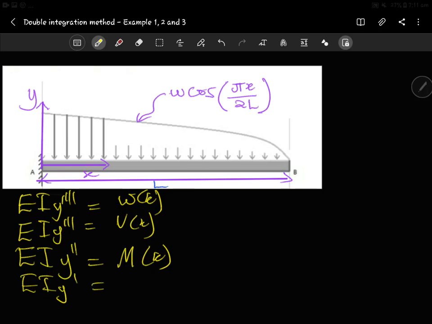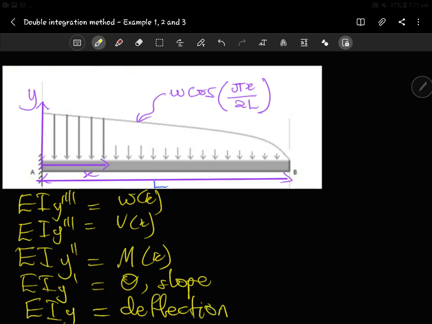first derivative. This is where we have the slope equation, which is theta, or we just say slope, right? And when we have just EI y, just y, that's where we have the deflection, right? These are some of the things we should notice, and each and every one of them has its own symbol. The slope equation you can just say theta, or dy dx, and the deflection you can just say y. These are the symbols we use to represent them generally.